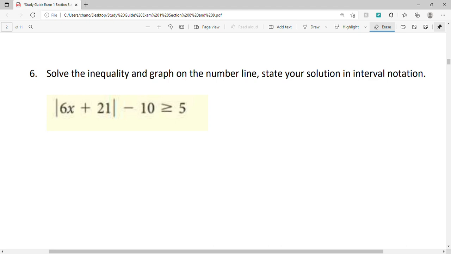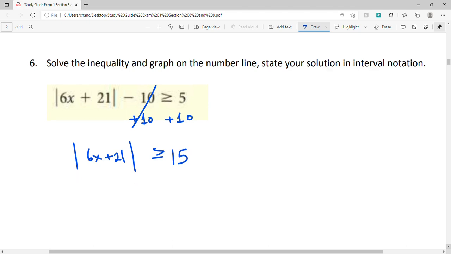In example 6, we want to solve the inequality and graph on the number line. First step is to isolate the absolute value. Let's add 10 to both sides of the inequality. This gives us the absolute value of 6x plus 21 is greater than or equal to 15.